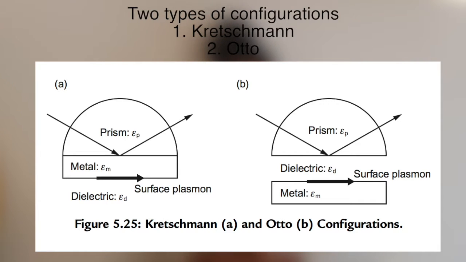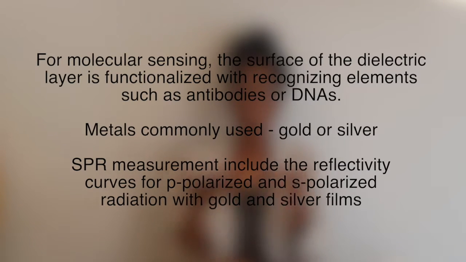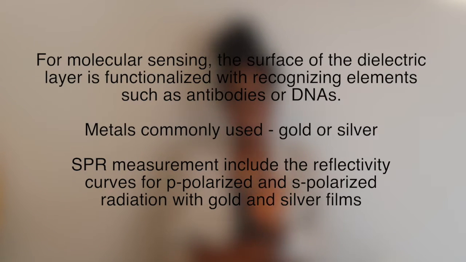With the Kretschmann configuration, the metal film is evaporated onto the glass block and the light illuminates the glass block, and an evanescent wave penetrates through the metal film, and so the plasmons are excited at the outer side of the film. As you know, these sensors are used for molecular sensing. For molecular sensing, the surface of the dielectric layer is functionalized with recognizing elements such as antibodies or DNAs. The metals commonly used for surface plasmon resonance systems are either gold or silver, which are suitable for biomolecule functionalization.